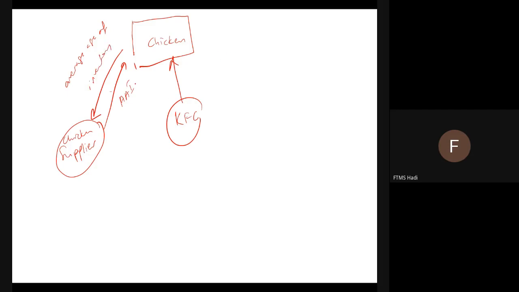Okay, and then once KFC receives chicken, they will process it. They will marinate it, put in some ingredients, and then produce a finished product. That means it's fried chicken. Okay, fried chicken. That means their product is fried chicken.